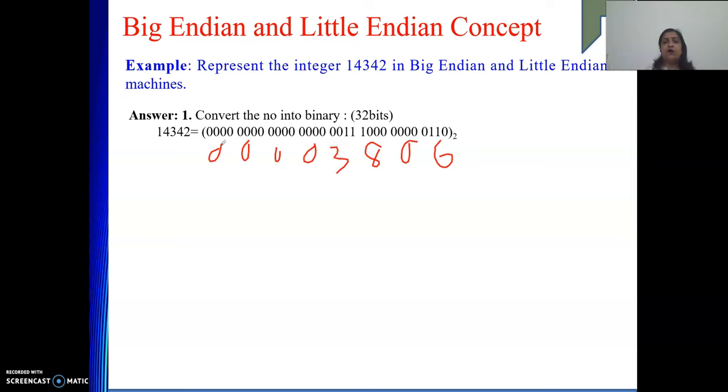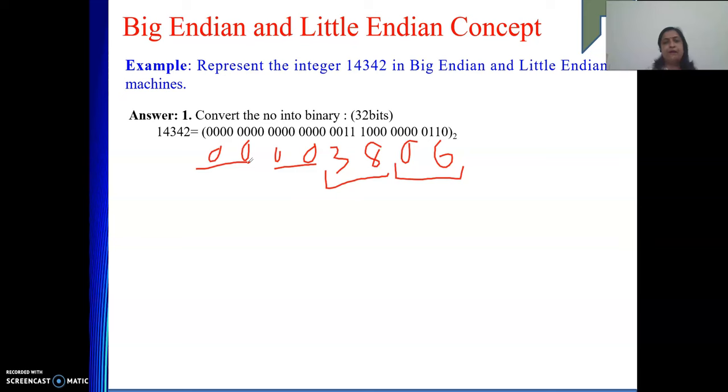Now see how we are storing. The machine is byte addressable, right? Our machines are byte addressable. So one byte as a whole we need to store in the memory. So 06 will be stored as a whole. This 38 will be stored as a whole, 00, and this 00 will be stored. Now we need to go for little Endian and big Endian representation.